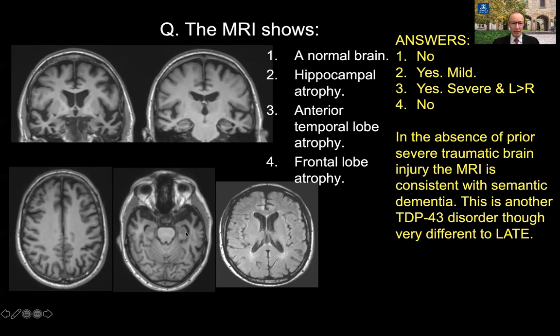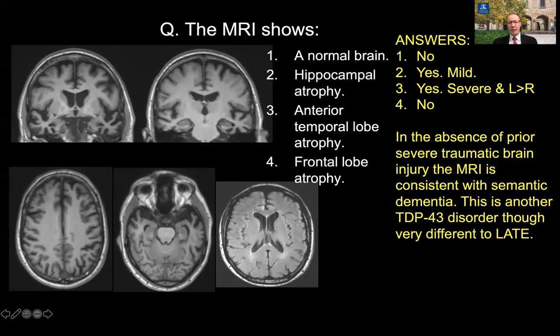If you look on the transaxial slices, you can see that here. We've got all this space around the anterior pole of the temporal lobes and widening of the sulci, and a little bit of hippocampal atrophy. Question 4, is there frontal lobe atrophy? A bit hard to tell, it's often quite hard to pick. I wouldn't say with any confidence that there's frontal lobe atrophy, but maybe a little concerned about the left.